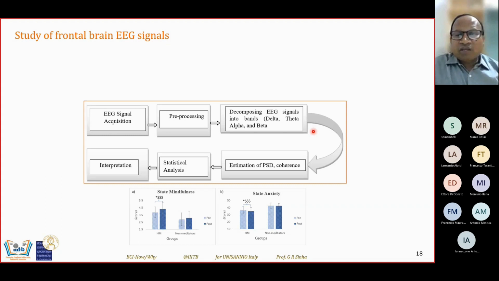Here, one study was made by the students where the EEG signal was recorded, pre-processed, and then we decomposed the EEG signal. As I told you, delta, theta, alpha, and beta waves are there in the EEG signal. So they were extracted, and some PSD and coherence parameters were determined, and then statistical analysis gave some interpretation related to how many people are undergoing anxiety.